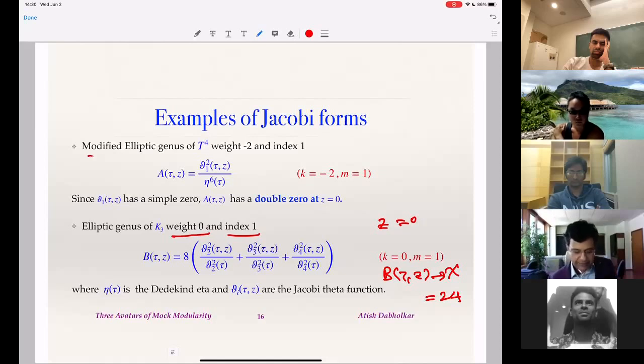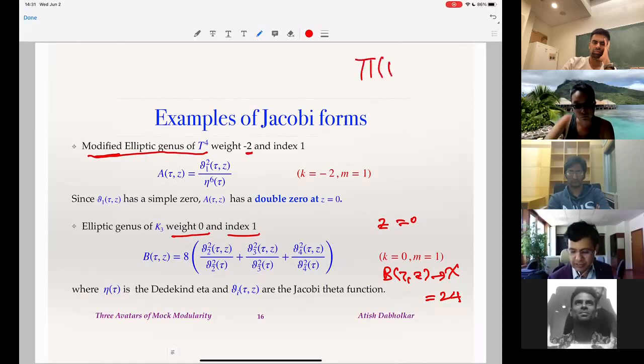And similarly, you can define a modified elliptic genus for a T4. Because it is modified, it turns out the weight is actually -2, because you have to insert some fermionic currents to soak up the zero modes. As a result, the index, instead of being 0, is -2.